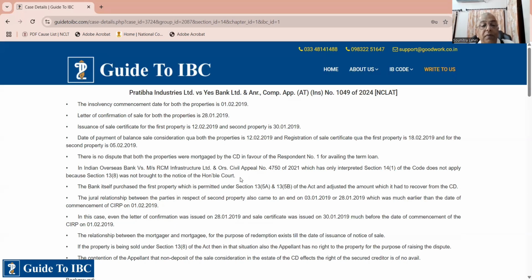Bank itself purchased the property, which is permitted under Section 13.5A and 13.5B of it, and adjusted the amount which it had recovered from the CD. The relationship between the parties in respective states of holding also came to an end.